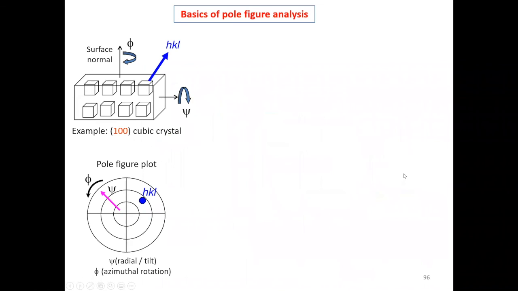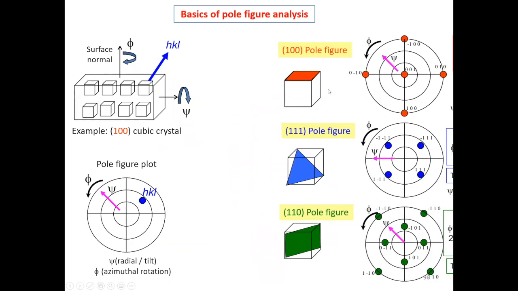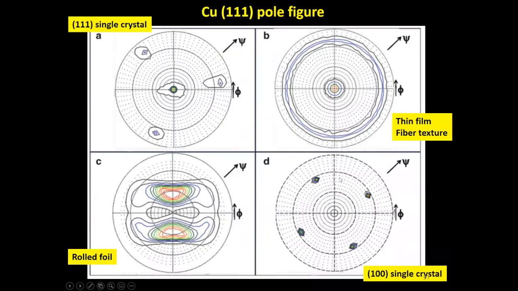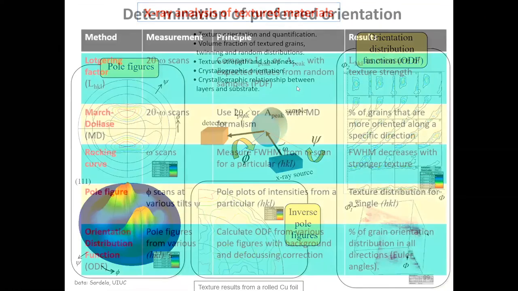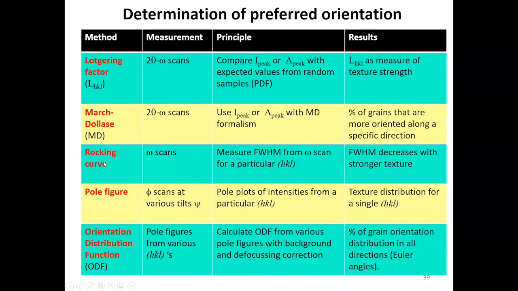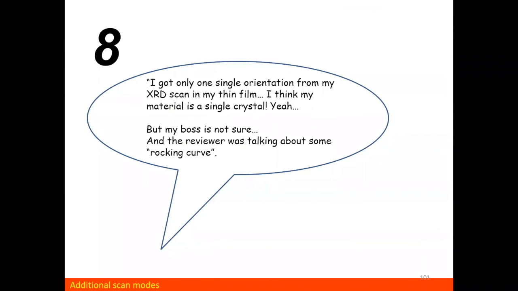People would come here and say, well, I did a two-theta scan in my material, and I just saw one peak corresponding to one orientation. I'm sure that this means that my material is a perfect single crystal. There is no other orientation. But then he goes back, talks to his supervisor. He's not sure about that. And some reviewers or colleagues say, have you done a rocking curve, for example, to analyze that, or a pole figure?